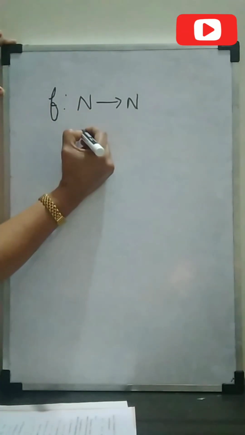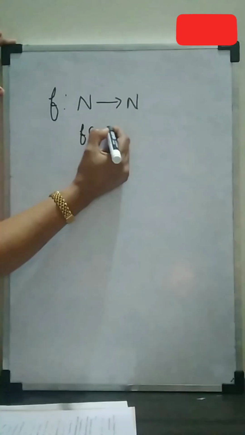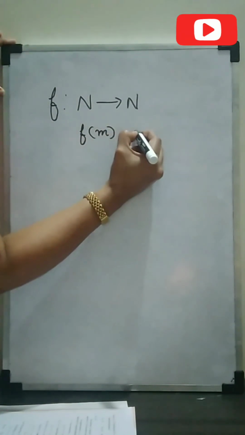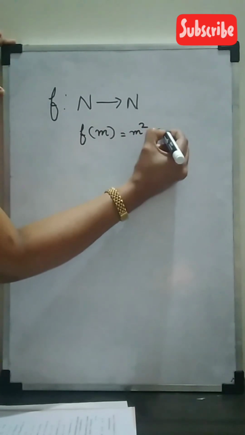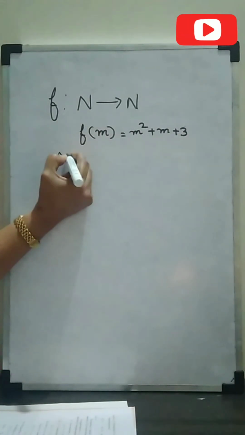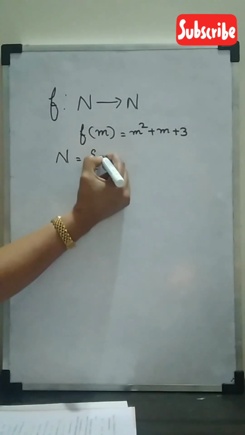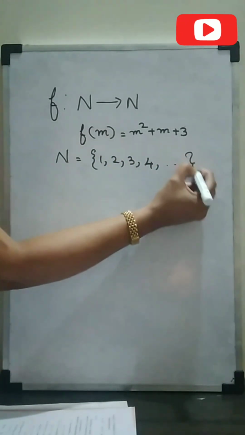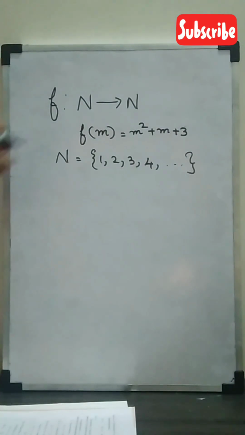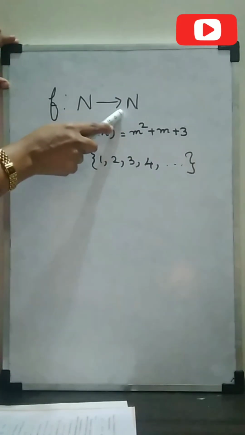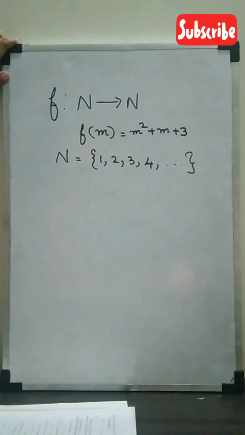It is defined by f of m. Okay, f of m is equal to x க்கு பதிலா m என்ற வேரியபிள் கொடுத்திருக்காங்க. That's all. f of m is equal to m square plus m plus 3. Now what is N? N என்னது? N is equal to set of 1, 2, 3, 4, etc. Natural numbers இல்லையா? So N is equal to natural numbers. So இங்கே வந்து நம்மளுடைய டொமைனும் natural numbers தான், கோடொமைனும் natural numbers தான். So இந்த ஃபங்க்ஷன் வந்து 1-1 கண்டுபிடிக்கிறதுக்கு நம்ம ஃபர்ஸ்ட் நம்மளுடைய ரேஞ்ச் கண்டுபிடிக்கணும்.